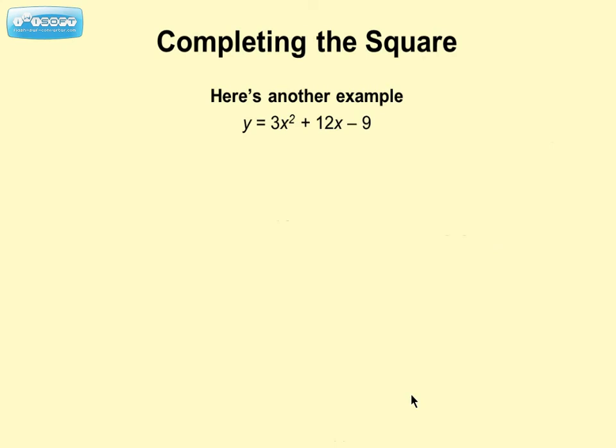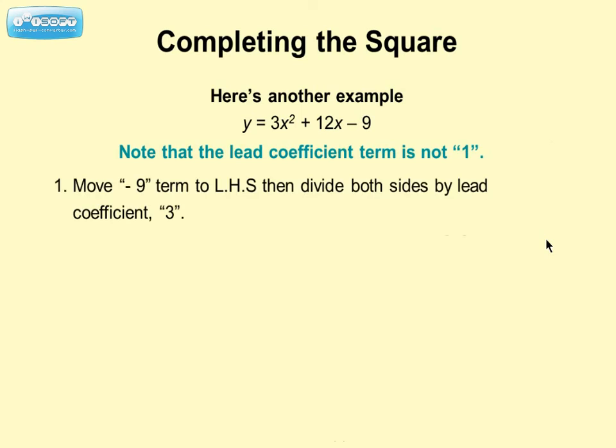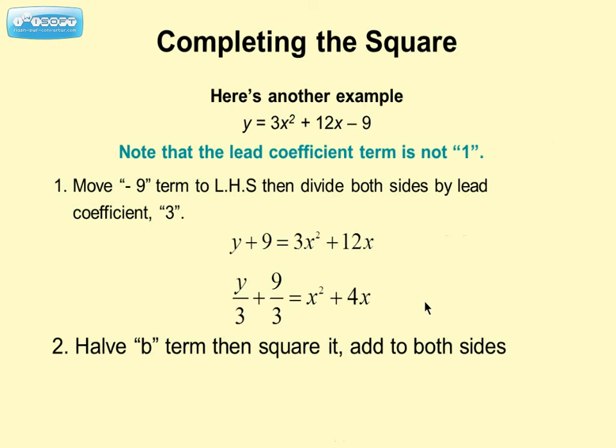Here's another example, except the a term is now 3 instead of 1. We have to account for this as we complete the square for this problem. The best process for doing this is to move the negative 9 to the left-hand side, divide by 3. We can now complete the square on the right-hand side. We'll do the same process of having b, square it, adding it to both sides.